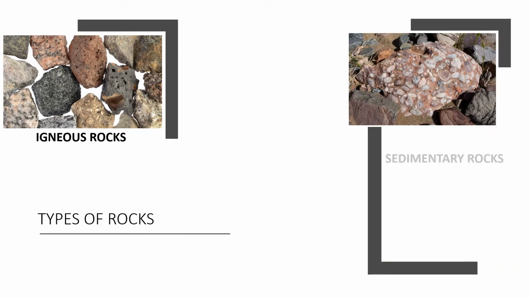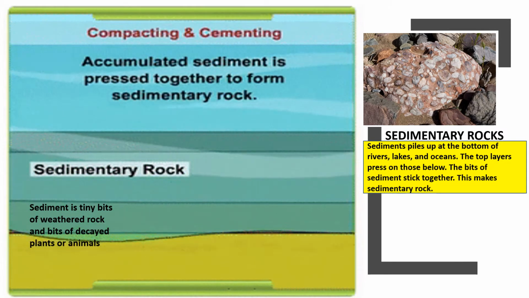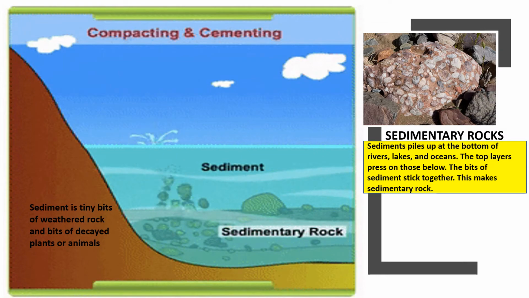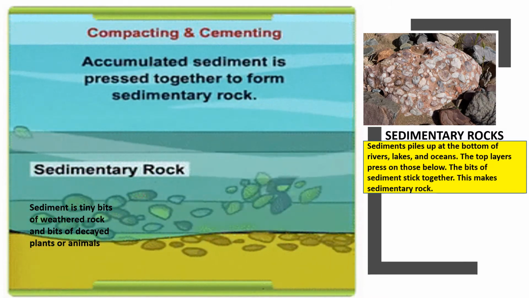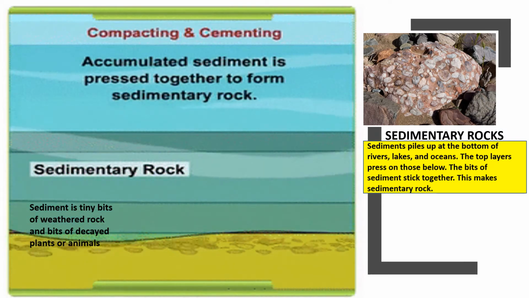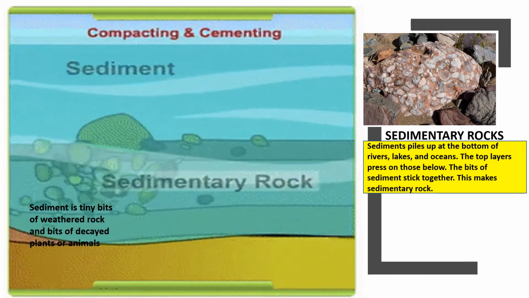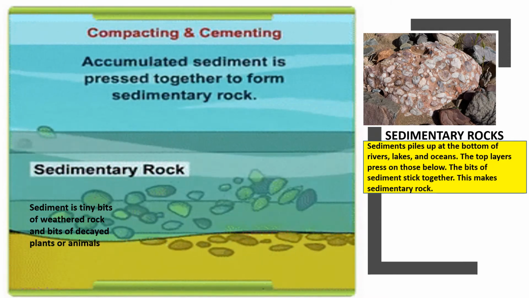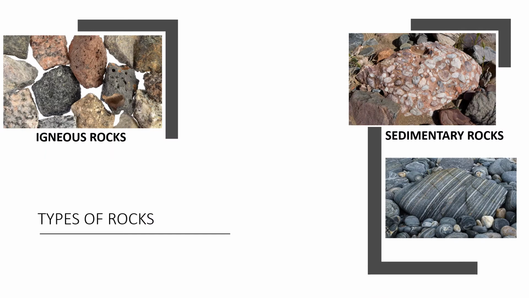The second type are sedimentary rocks. Sediment is tiny bits of weathered rock and bits of decayed plants or animals. Sediment piles up at the bottom of rivers, lakes, and oceans. The top layers press on those below. The bits of sediment stick together. This makes sedimentary rock.